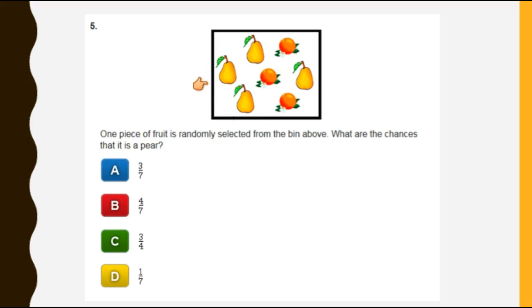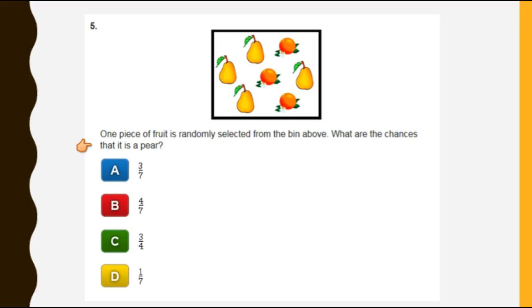So here's a picture. We're pretending that this is like a little box of fruit. And these are pears and these are peaches. Okay, 1 piece of fruit is randomly selected from the bin above. What are the chances that it is a pear? Remember that word, what are the chances? That's the same thing as what's the probability. What are the chances that it's a pear?